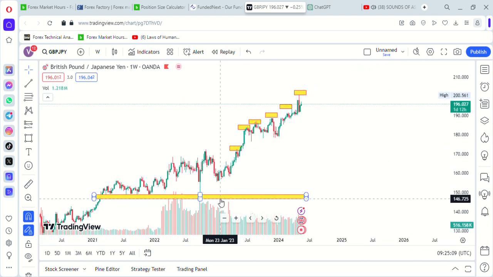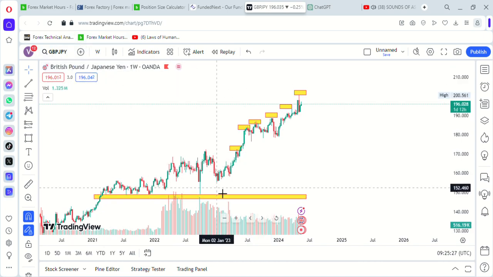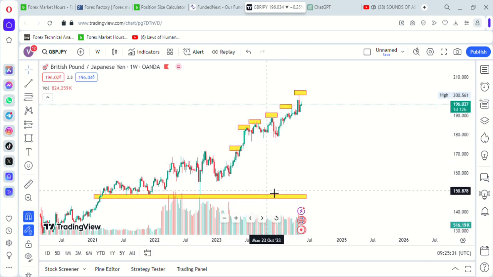Then if you come here, the last time the market touched this zone was Monday, 26 September 2022. Ever since then, this market, GBP JPY, has been in an uptrend. You can see it has been going up. The market has not been able to come here since this year.